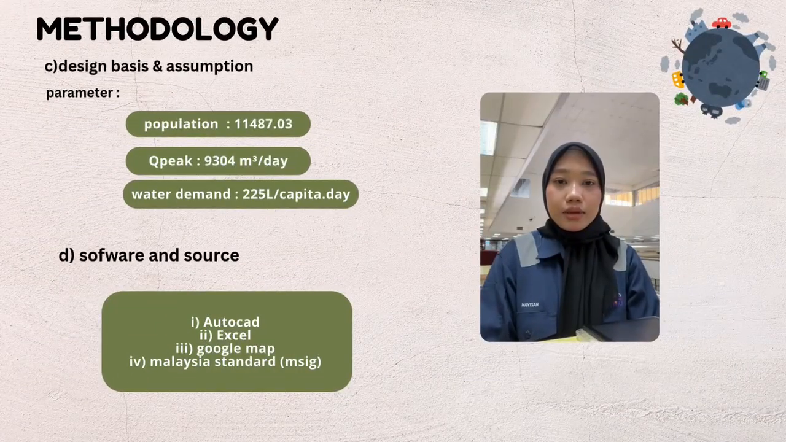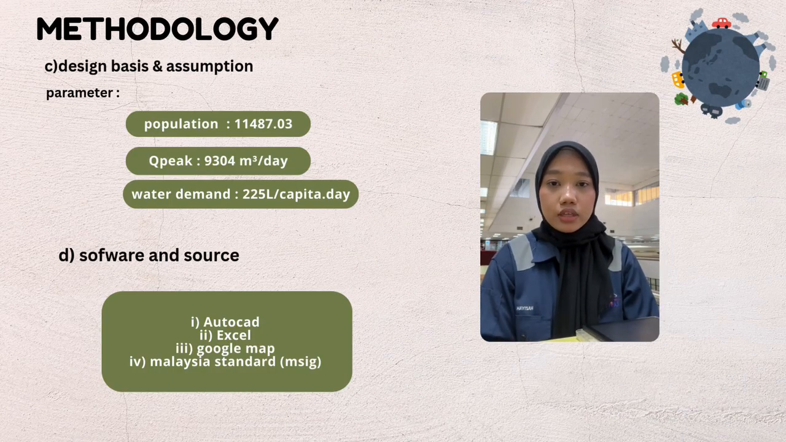For C, design basis and assumption, population is 11487.03, flow 9304 cubic meters per day, water demand 2 to 5 liters per capita per day. D, software and sources. First, AutoCAD. Second, Excel. Third, Google Maps. Last one is Malaysian Standard MSIG.